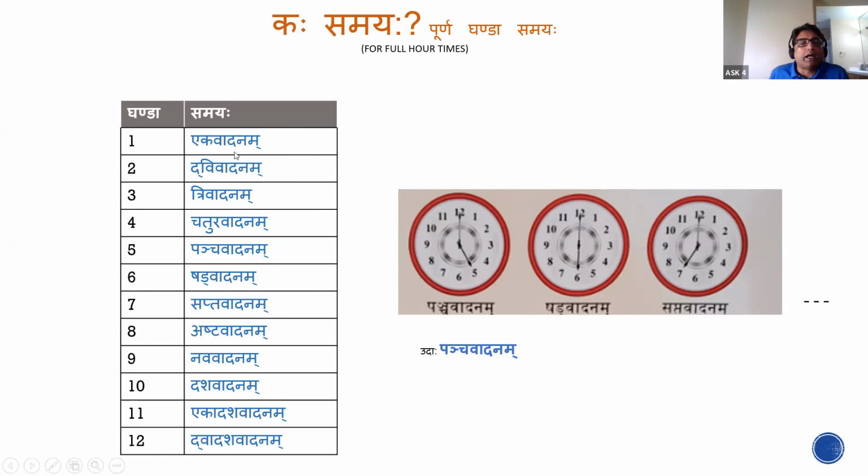Everything is, you should add vadanam. That's the only thing. Everywhere vadanam will be there at the end. Only the preceding part is what you need to decide. So vadatu, eka vadanam, sarve vadantu.